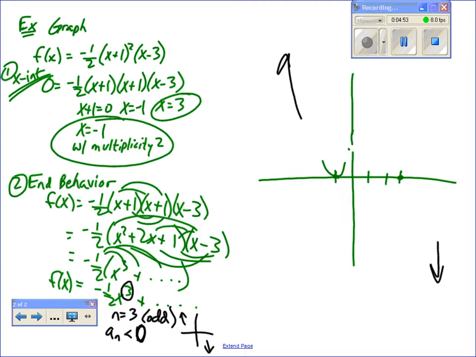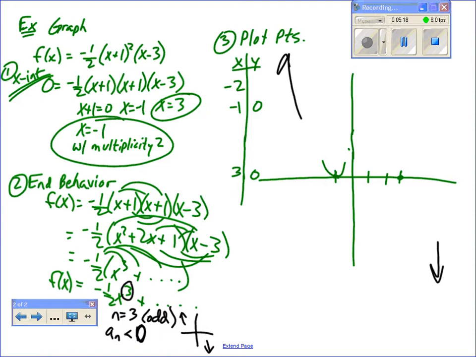So let me draw that there. Number 3, let's plot points. Now we already have -1, where the y value is 0, and we already have 3, which is 0. So let's go a little bit to the left here, -2, maybe go -3 if you want to. And let's go to the right of -1, like 0, maybe 1, maybe 2, and then 4 afterwards. But enough there that we can get a feel for exactly what this thing does. And then we just start plugging and chugging.